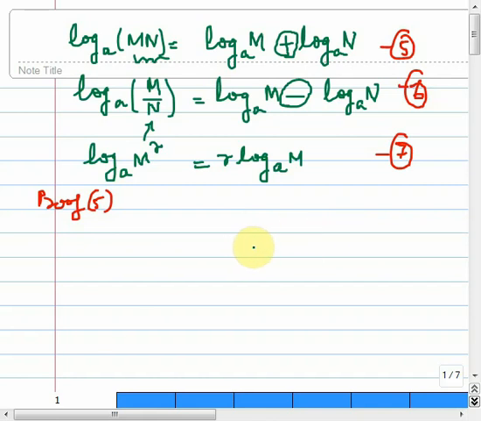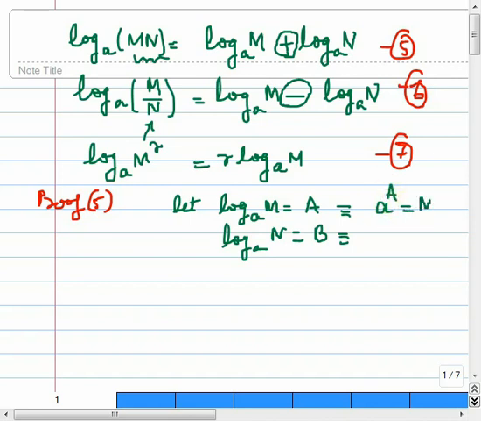Now we take, let log a m is equal to A, that is we are dealing with the right hand side of equation 5, and log a n is equal to b. The exponential equivalent of this will be a to the power A is equal to m, and exponential equivalent of this logarithmic will be a to the power b is equal to n. Right.